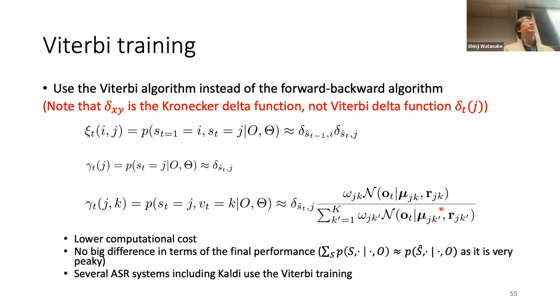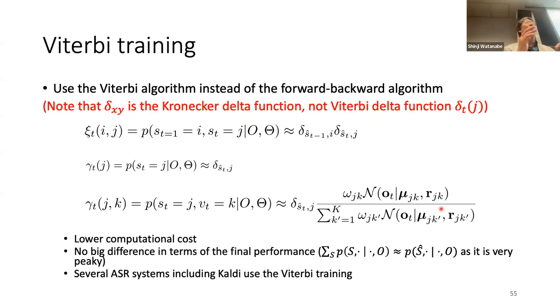By the way, why is this not so bad? Empirically we know that this Viterbi path is very peaky, with very high probability compared with all other paths. So the Viterbi path is, for example, 90%, and the rest of the paths have very small probability. Due to that, Viterbi training is quite popular.